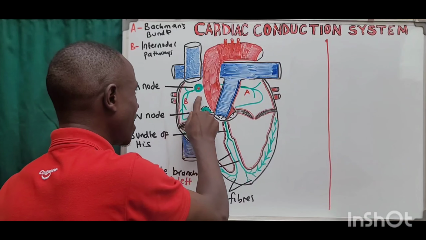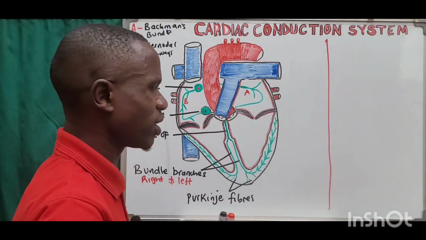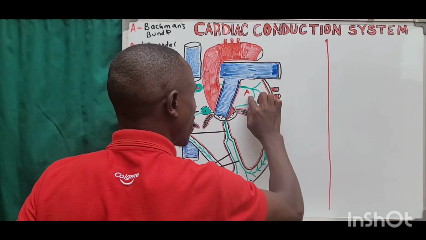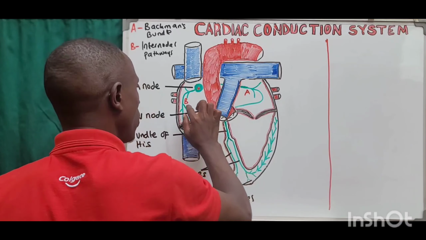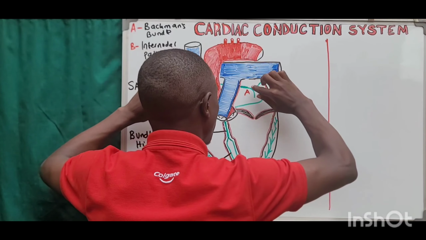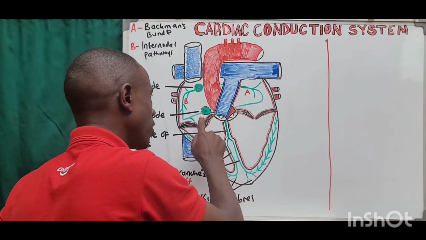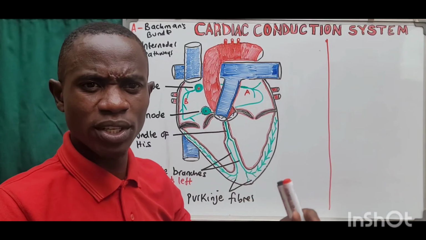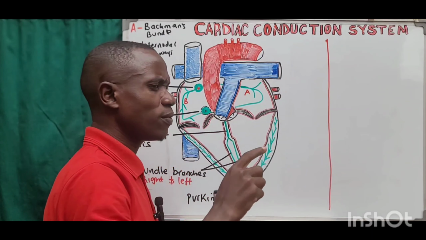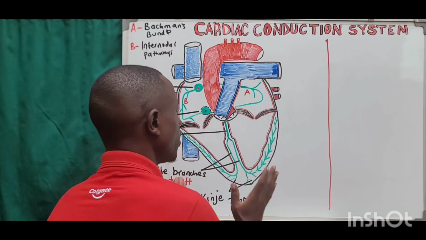We said that the SA node is going to be responsible for generating what we call the automaticity, generating the action potentials. It generates the action potential which moves to the left atrium through what we call the Bachmann's bundle, and then to the right atrium through what we call the internodal pathways. When they make the atria contract, these action potentials will converge on this structure which we are calling the atrioventricular node, and this atrioventricular node is going to be holding these action potentials for approximately 0.1 second. And we have said that the reason for this is that we are giving the atria enough time to contract and push the blood into the ventricles before the ventricles contract.